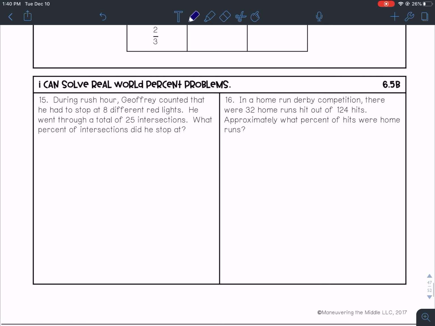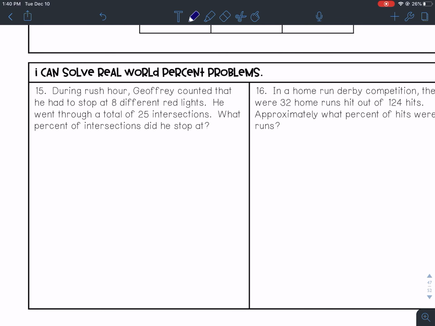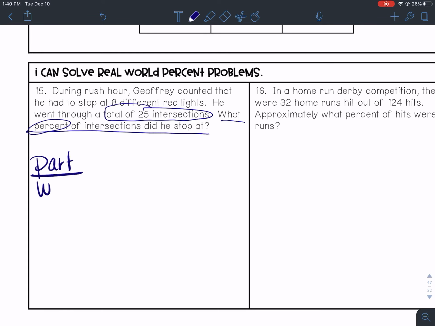Okay, number 15. During rush hour, Jeffrey counted that he had to stop at 8 different red lights. He went through a total of 25 intersections. What percent of the intersections did he stop at? So I'm trying to find the percent. So I have my part to whole equals blank equals blank. If I am looking for percent, right away I'm going to put my X there. X marks the spot that I'm looking for.